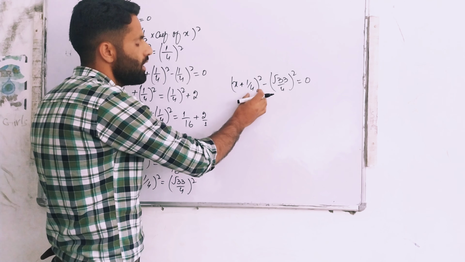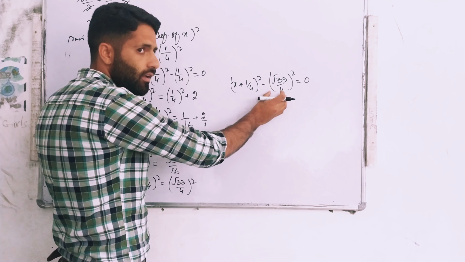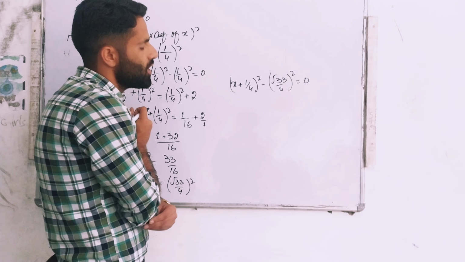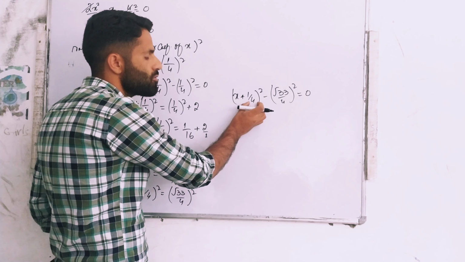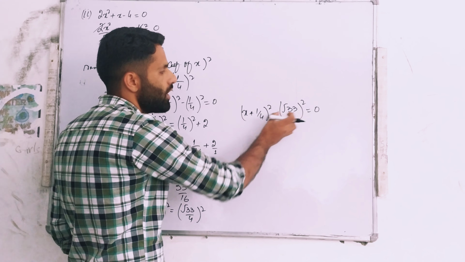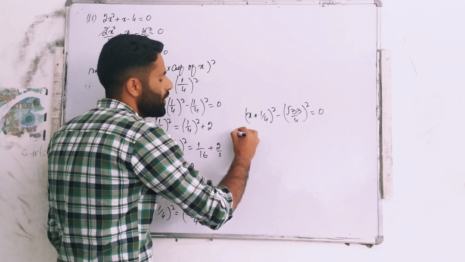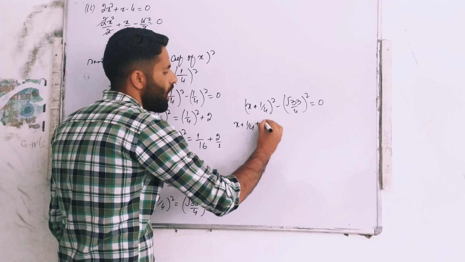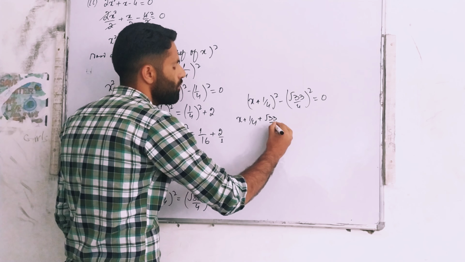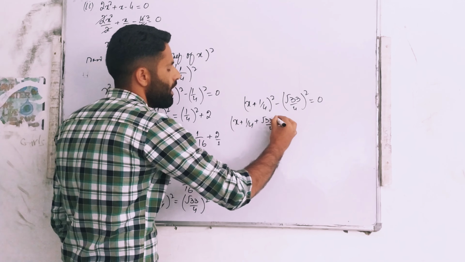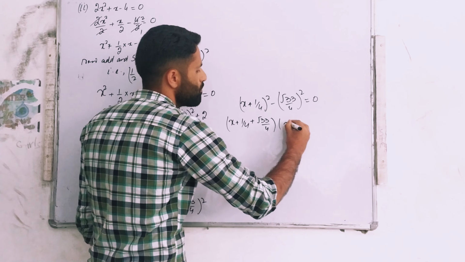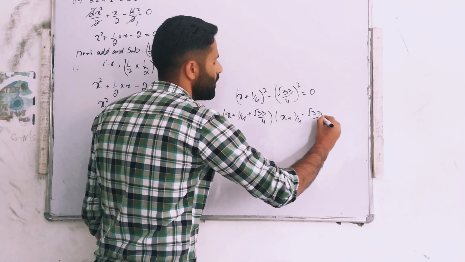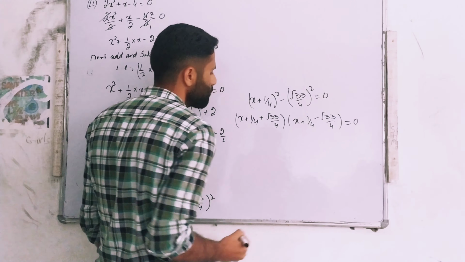Again, it becomes an identity here, a square minus b square. The identity a square minus b square is a minus b into a plus b. In place of a it is x plus 1 by 4 and in place of b it is under root 33 divided by 4. You can write it as x plus 1 by 4 plus under root 33 divided by 4, a plus b, into a minus b, x plus 1 by 4 minus under root 33 divided by 4 is equal to 0.